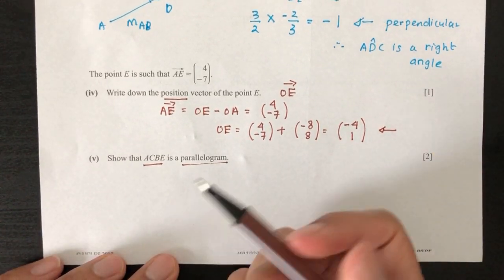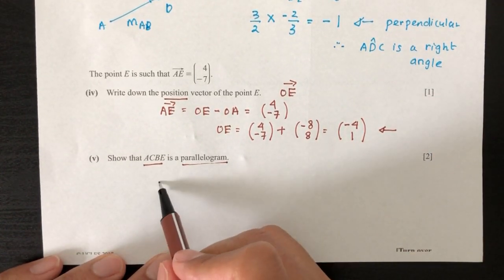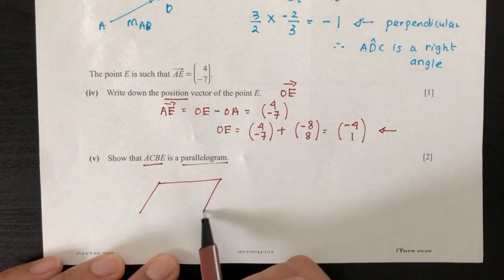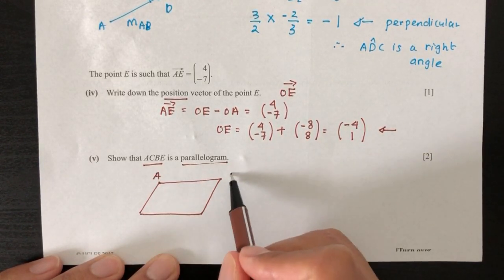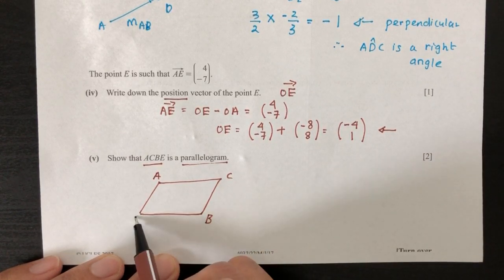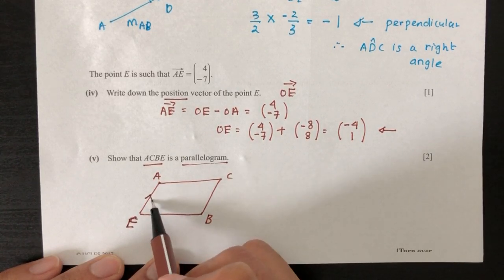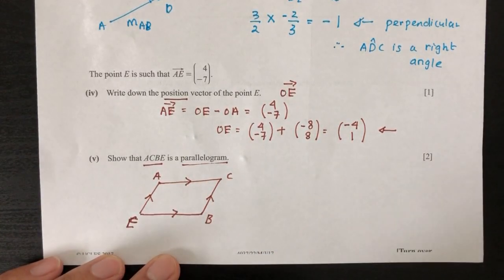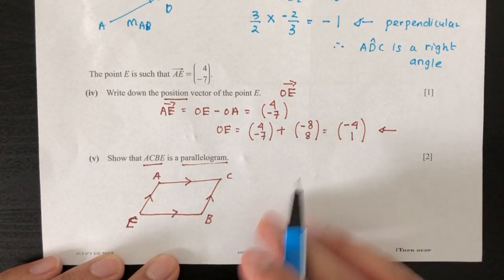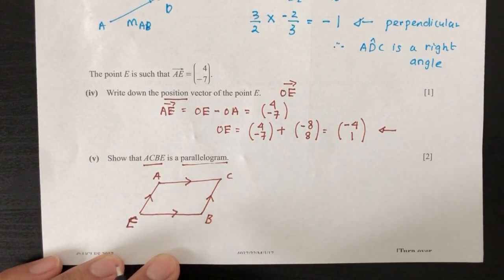So what is the shape of a parallelogram? Usually you would say, okay, it looks like this. Let's say this is A, C, B, E, where these two sides are parallel and these two are parallel. So we just have to show that these two lines, there are so many ways to do this, you can just show that these two lines are in the same direction.